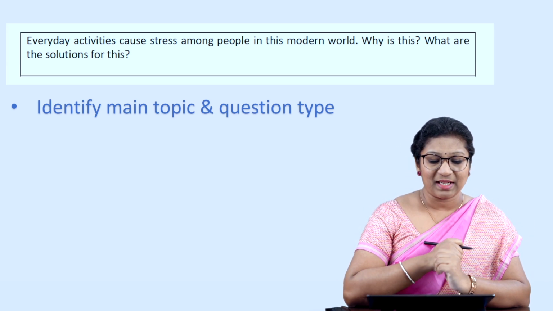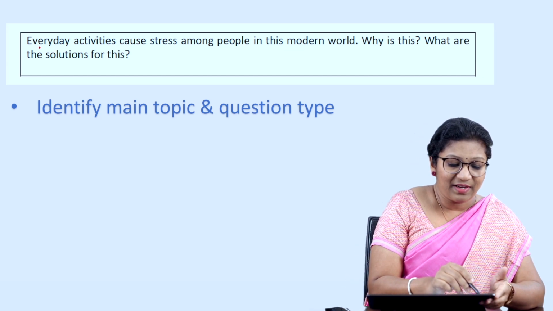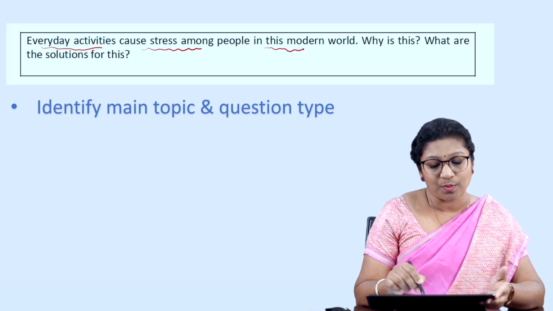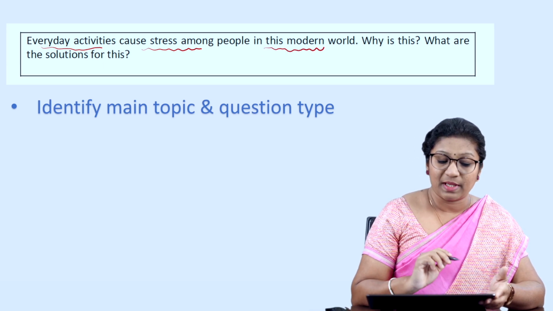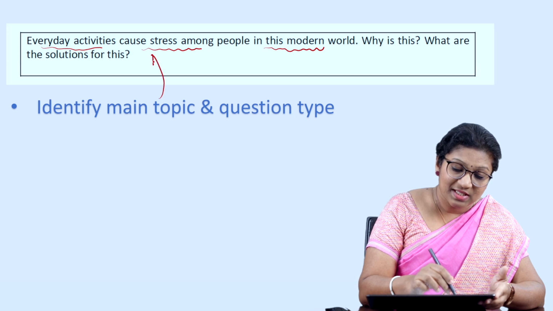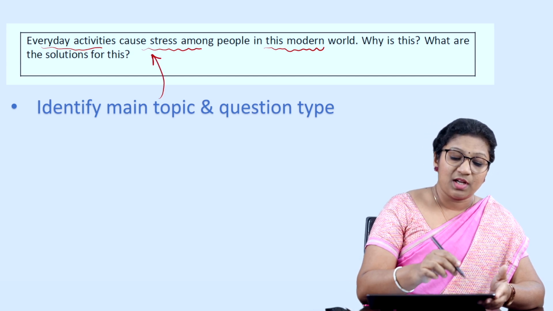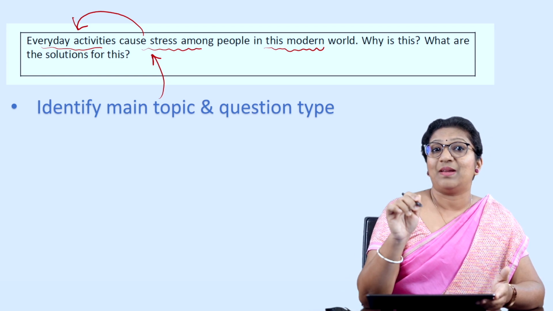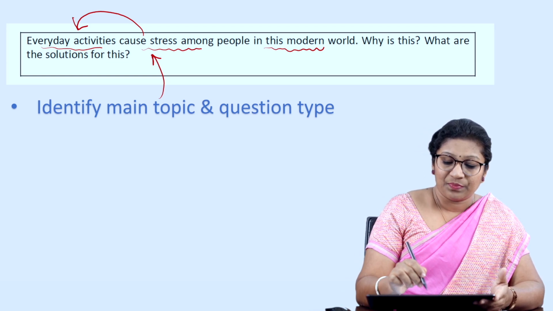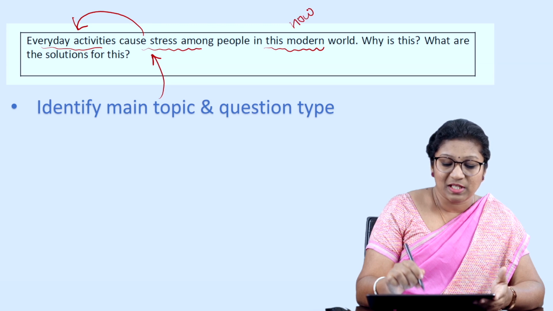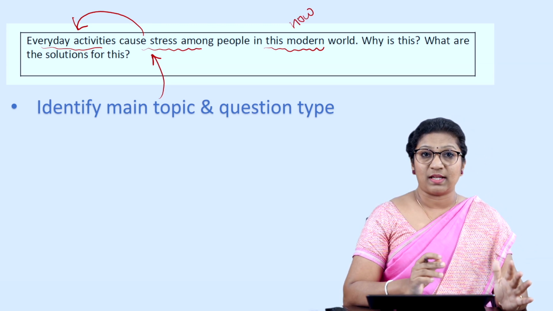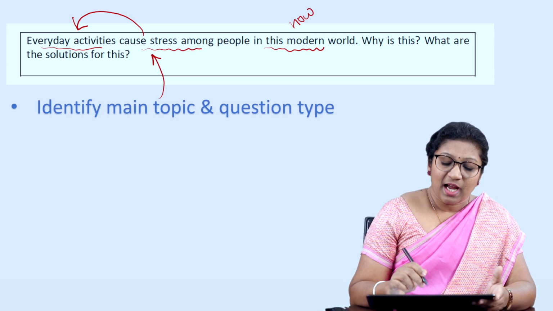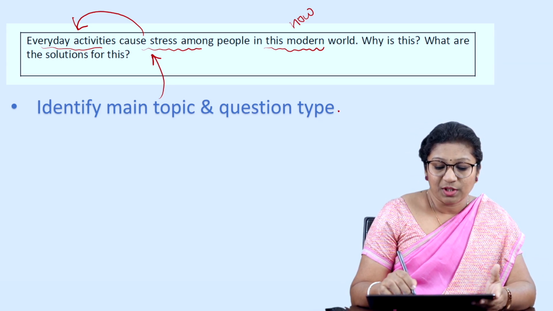For example, if you look at the question here, it says, everyday activities cause stress among people in this modern world. So the main topic is about the stress that people experience due to the everyday activities, and the time that is being discussed in this question is now, because it speaks about modern world. We're talking about the present day scenario. Now we have to also ensure we know the question type.